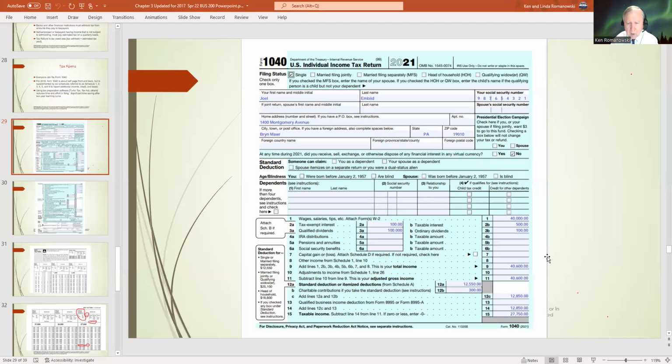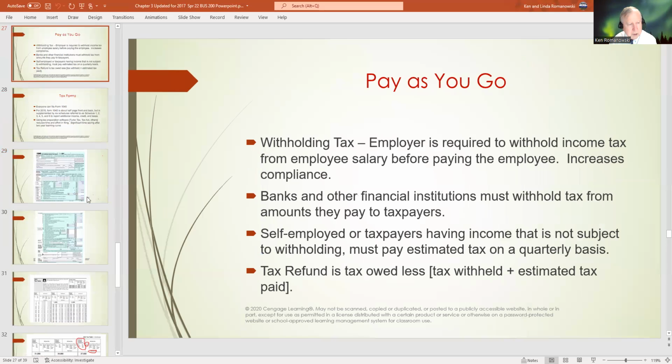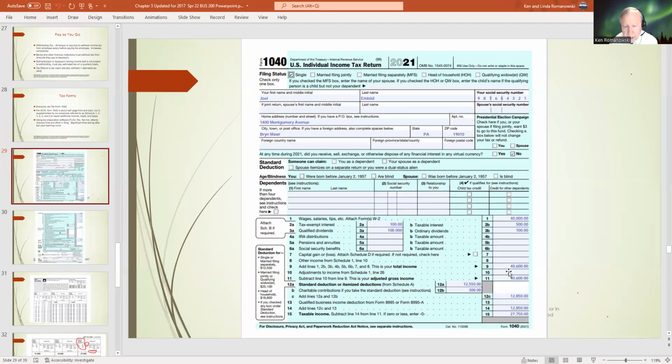Now, are there any adjustments? So, whoops, sorry about that. Are there any adjustments? If you file what's called a Schedule 1, anything from line 26, you would make those adjustments. He doesn't have that, so you just leave it blank. Now you deduct any adjustments from your total income on line 9. So line 11 now is Joel Embiid's adjusted gross income. Here's that important number that we talked about previously. He has $40,600 as his adjusted gross income.